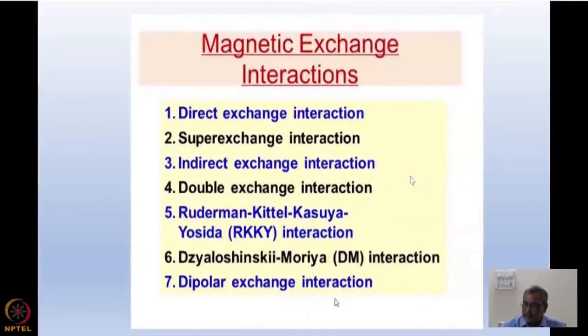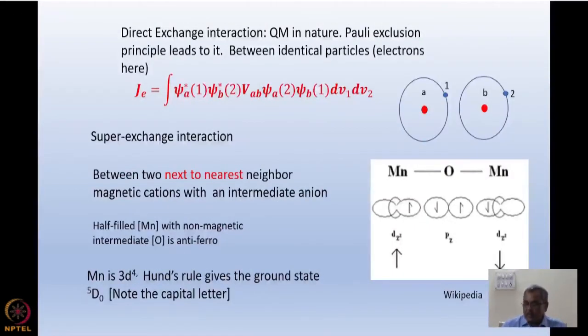But there are several other exchange interactions, like the next one is a super exchange interaction. Now, in this case, it is not the direct overlap of the wave functions of two neighboring atoms, but here you can see this needs an intermediate atom. So it is the next to nearest neighbors, two manganese dz square orbitals. They are interacting through an oxygen pz orbital. So this is typically always manganese.